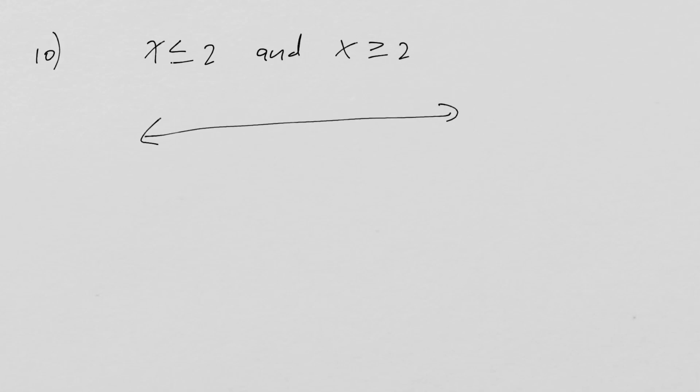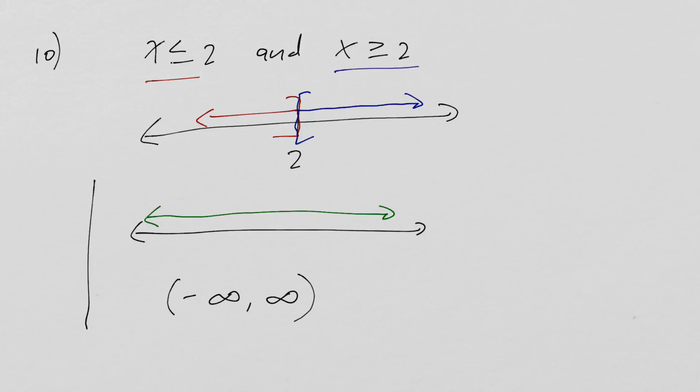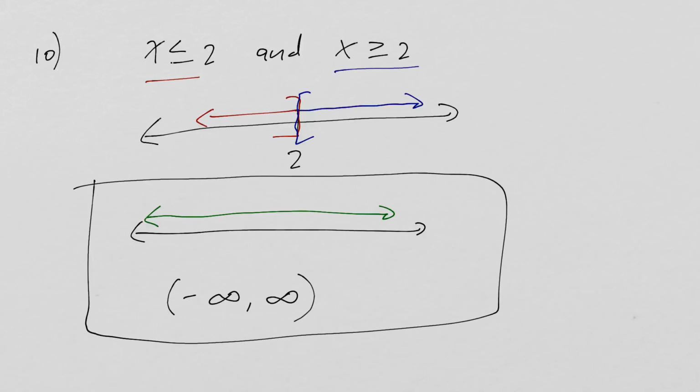Okay, number 10, they're asking you to solve x is less than or equal to 2 and x is greater than or equal to 2. Well, if you think about this on a number line, x less than or equal to 2 is a graph that goes this way. X greater than or equal to 2 is a graph that goes this way. And if you put them all together, this is a graph that covers everything. So in interval notation, we would say negative infinity to infinity. And if we were to graph it, we would use a graph looking like that.